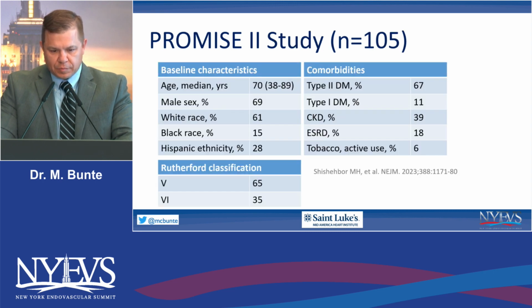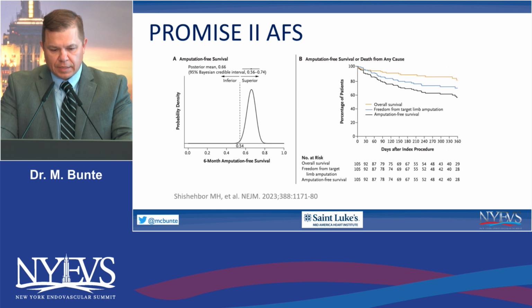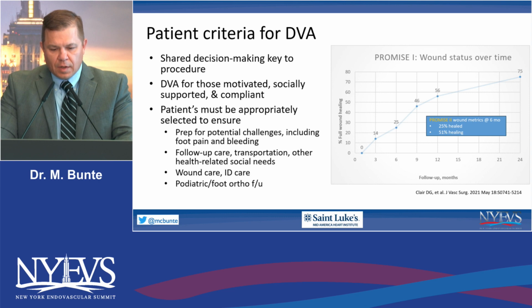And then, of course, we just recently published the PROMISE-2 study, again, a heavily diabetic population with a lot of CKD, and it met its primary endpoint with about 2/3 of the patients achieving amputation-free survival out to 6 months. This is probably the most important slide, where really the criteria is shared decision making and making sure that what you're about to embark on is right for the patient, that the DVA is for those who are motivated, socially supported, and compliant, as I've mentioned before, and that they're appropriately educated about the procedure.